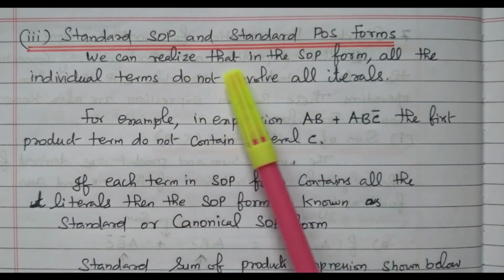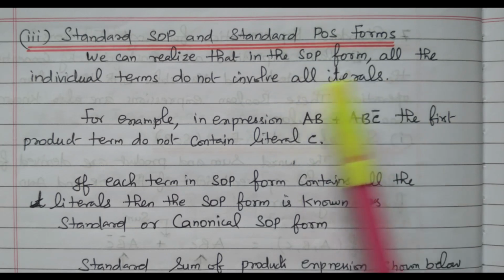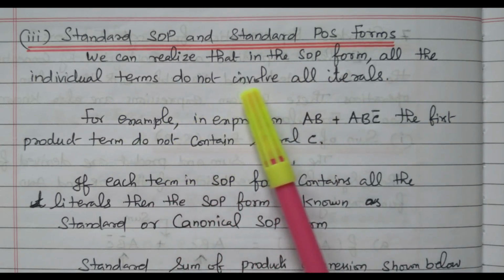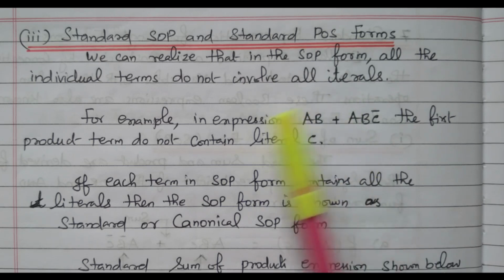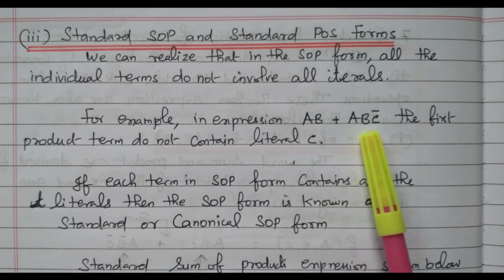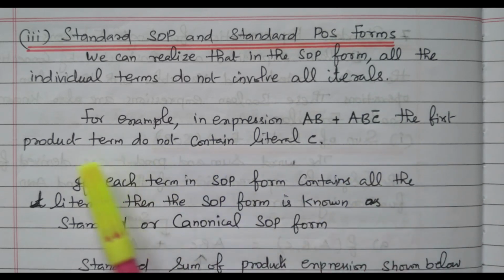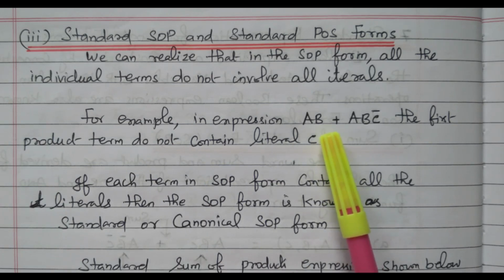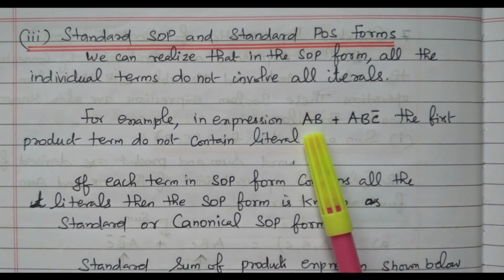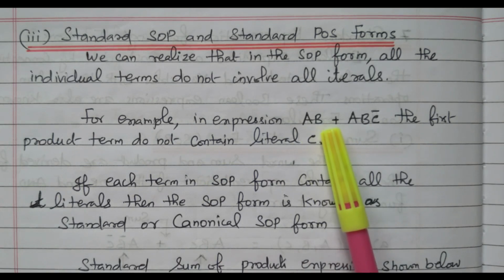We can realize that in this SOP form, all the individual terms do not involve all the literals, right? For example, in PQRS, the first term has only PQ, in the second term only RS, so all the literals are not available. For example, in the expression AB plus ABC bar, the first product term does not contain the literal C, right? So here there are 3 variables ABC, but in the first term only AB is available, C is missing.